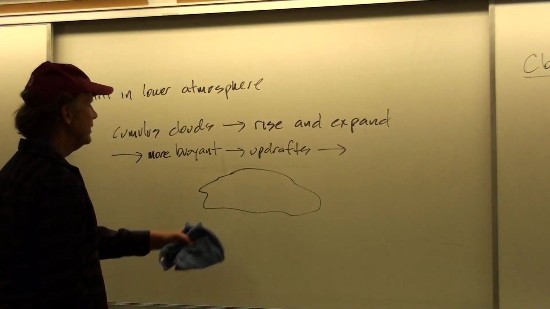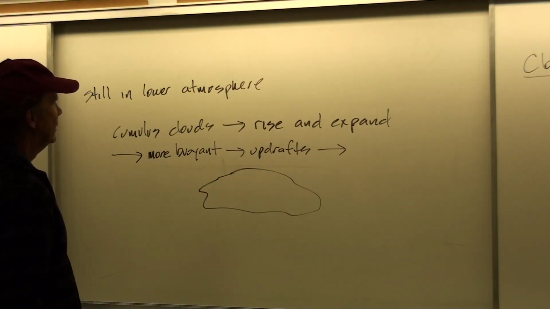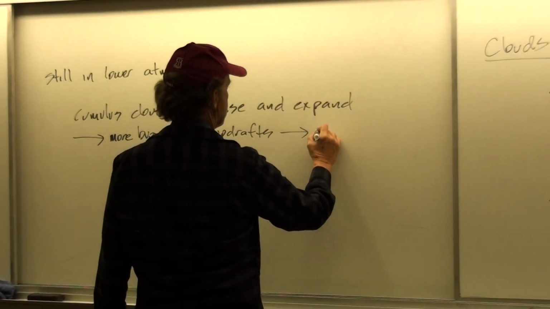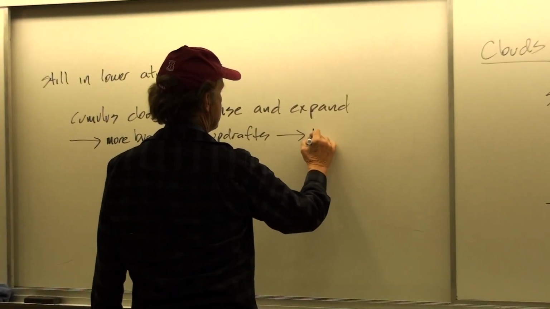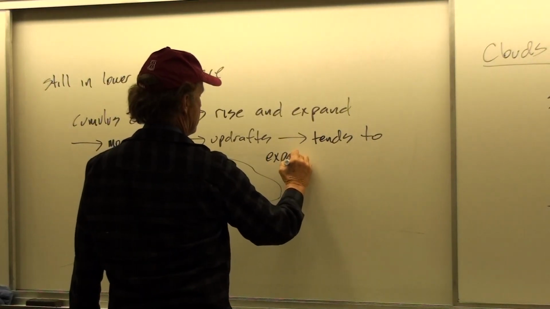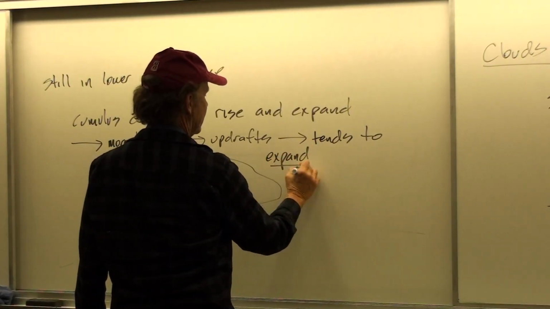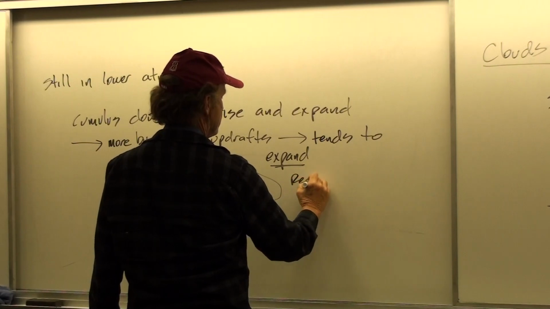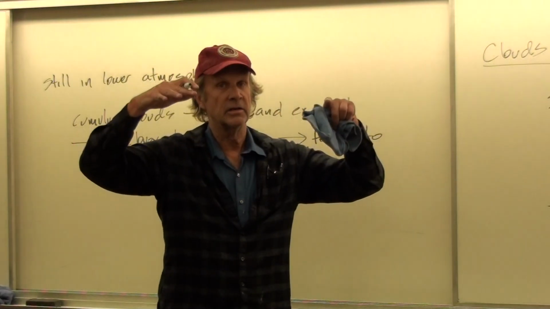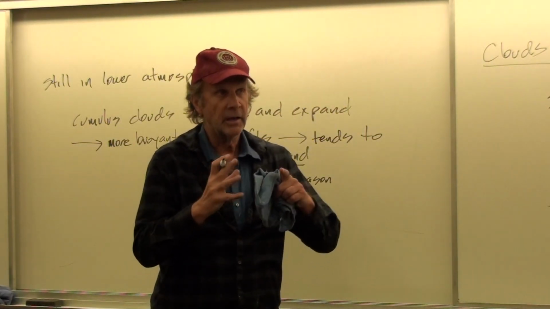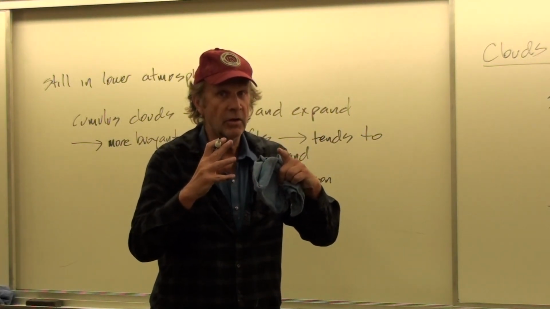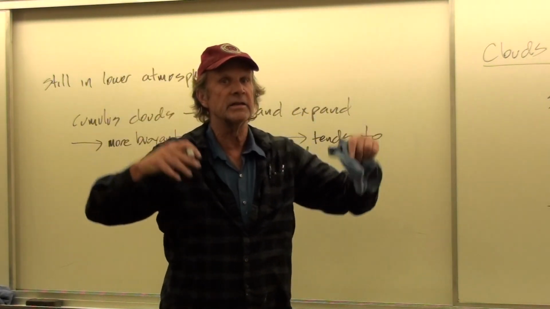But as one of these cumulus clouds moves upward, it tends to expand. Why does it tend to expand? The reason is that there's lower pressure as you go to higher elevation. With less pressure, the cloud that was at a higher pressure at lower elevation is naturally going to tend to expand.